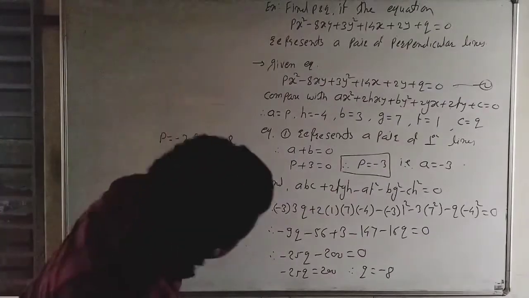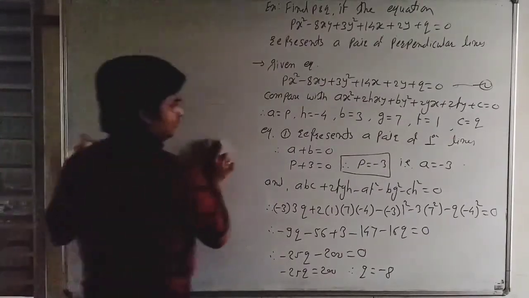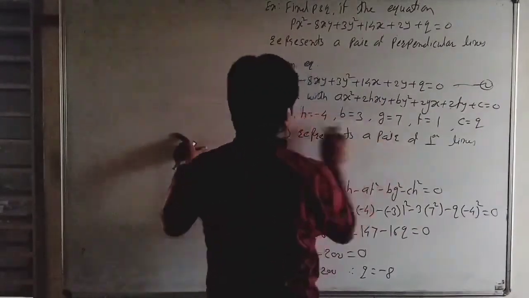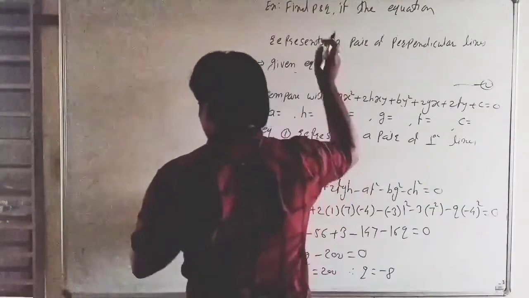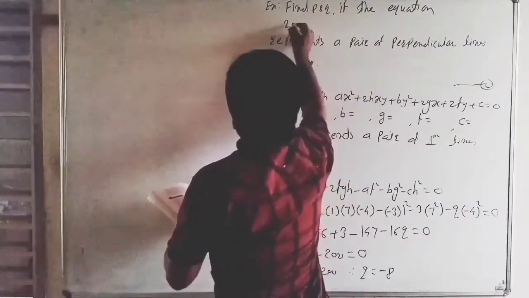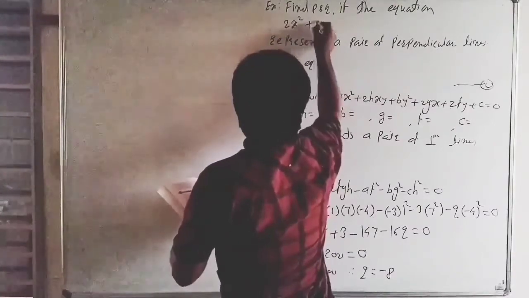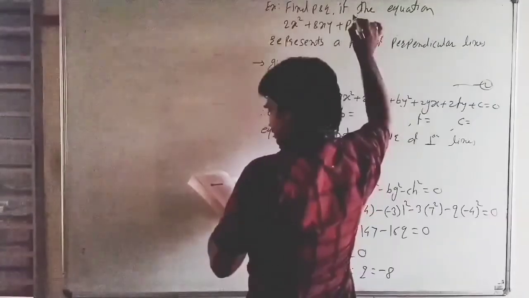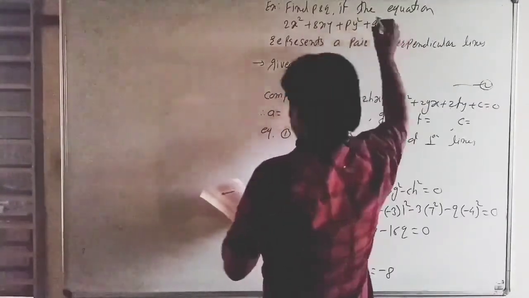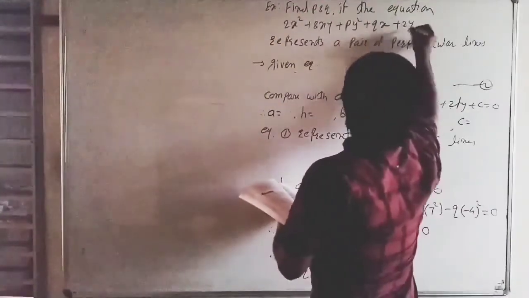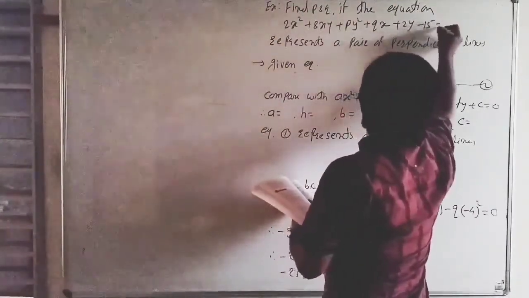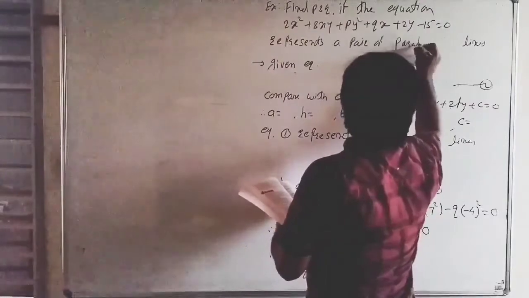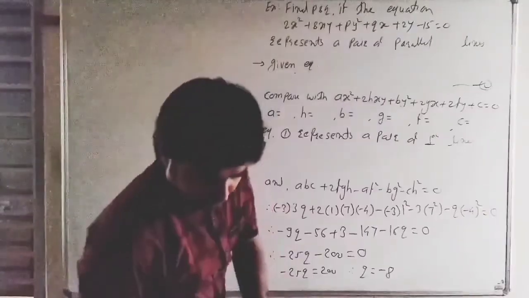Okay. Now next example. Find p and q if 2x square plus 8xy plus py square plus qx plus 2y minus 15 is equal to 0 represents a pair of parallel lines.